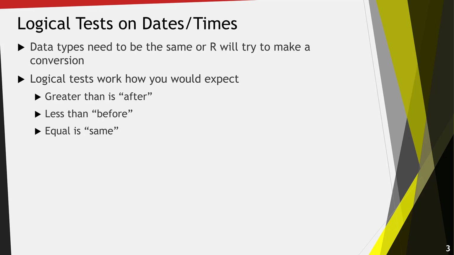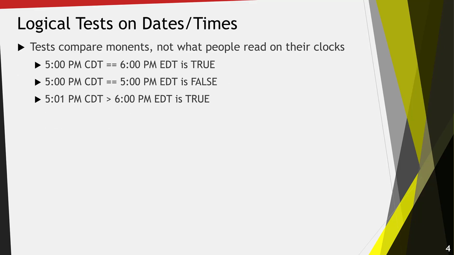So it's going to take time zones into account and return true if the moment is the same, not the number that somebody would have read off their clock in that time zone. Just as some examples of this, 5 p.m. Central Daylight Time equal to 6 p.m. Eastern Daylight Time will return true, because if those are on the same day, they represent the same moment, even though the clocks don't read the same numbers.